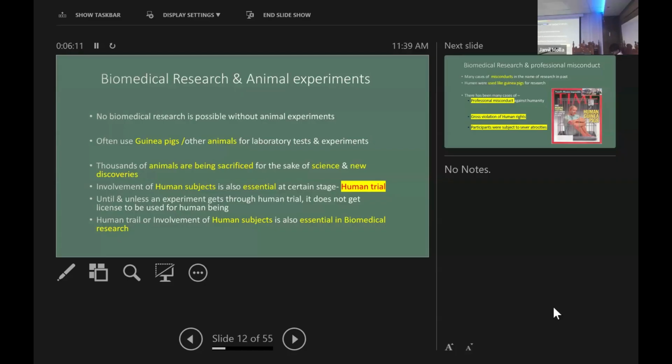Whenever you involve human beings, the principles of bioethics apply. Whenever somebody is involving human participants, but it is not only for human beings. Now the concept of animal ethics has also come. You cannot use animals for experiments without following animal ethics.